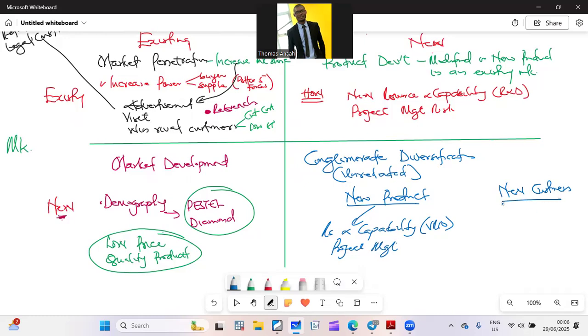When you hear of new customers, it means you are entering a new environment. The PESTLE and the Diamond, all right. The Diamond is used when you are going international. Okay, so that is that. All right. So take note of that. So we will look at this in detail. All right. So take note of that. Okay. So that is it.